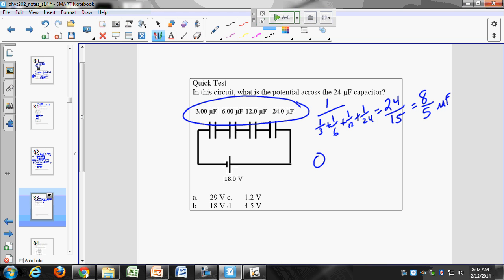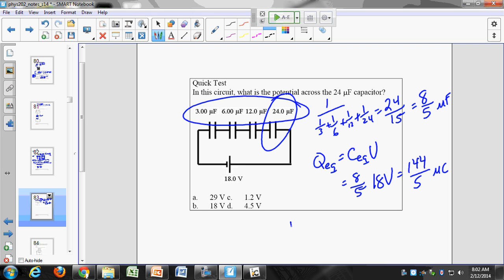And then I can find my equivalent charge, which is going to be C equivalent times V, which is 8 over 5 times my voltage, which is 18. And then that's going to be 144. Is that right? Yeah, 144 over 5, or whatever your decimal is. That's in microcoulombs. So that means that I have 144 microcoulombs on that charge.